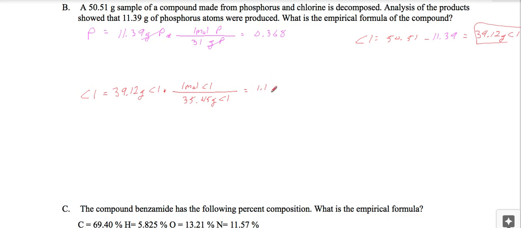1.10. That's very close to, if you want to get one more decimal, I think it's 1.104. So we can divide by the smallest, which is going to be our phosphorus, 0.368. That gets us the whole number 1. We divide it by the same thing down here, 0.368. Gets us the whole number very close to 3. So our final answer for the phosphorus chloride is going to be phosphorus trichloride.